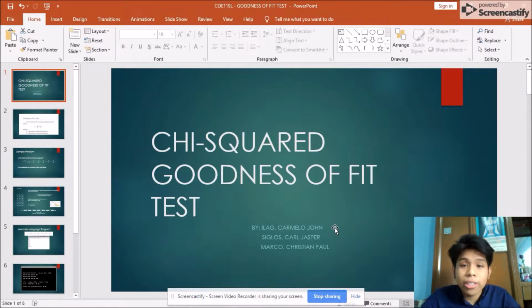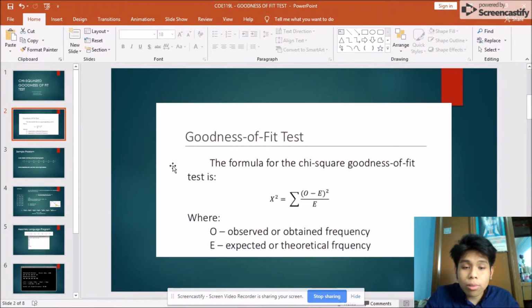Good day, my name is Carmelo Ilag, and today I will be talking about our program about the chi-squared goodness of fit test. Before I show you our program, let's start with how the goodness of fit works. The formula for the chi-squared goodness of fit test is chi-squared equals the summation of (O minus E) squared all over E, where O is the observed or obtained frequency, and E is the expected frequency.